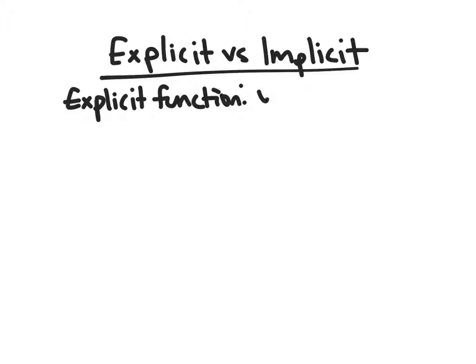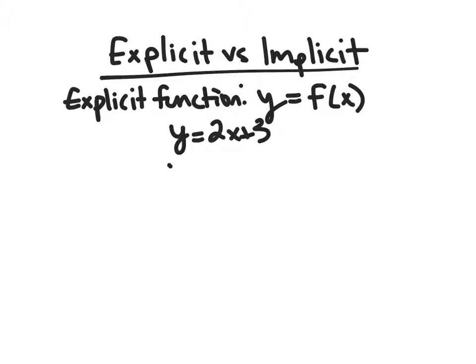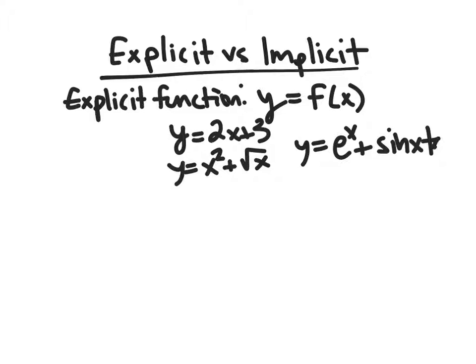An explicit function is something where we have a direct rule where for any input x we get out exactly one output y, and we can write it as an explicit formula. So, y equals 2x plus 3, y equals x squared plus root x, y equals e to the x plus sine x times tangent x. All of these, the second you know x, you just plug it in on the right side and you get out your y. So this is an explicit function.